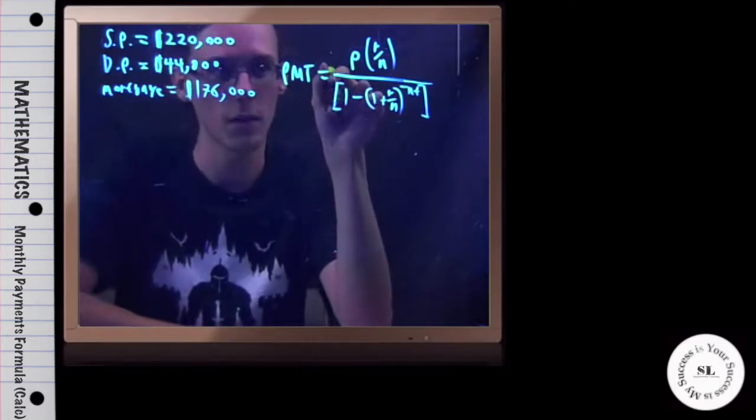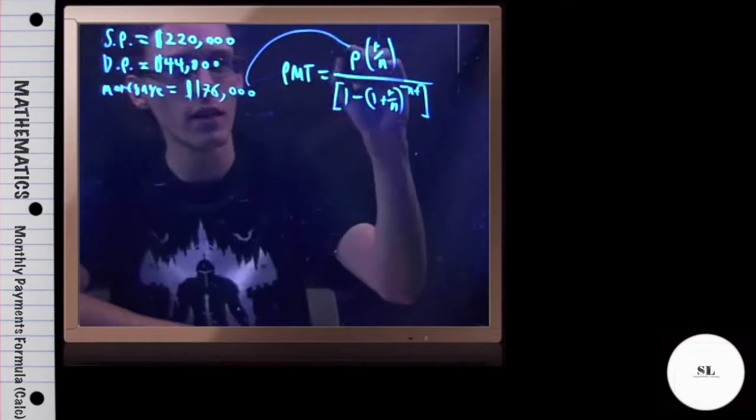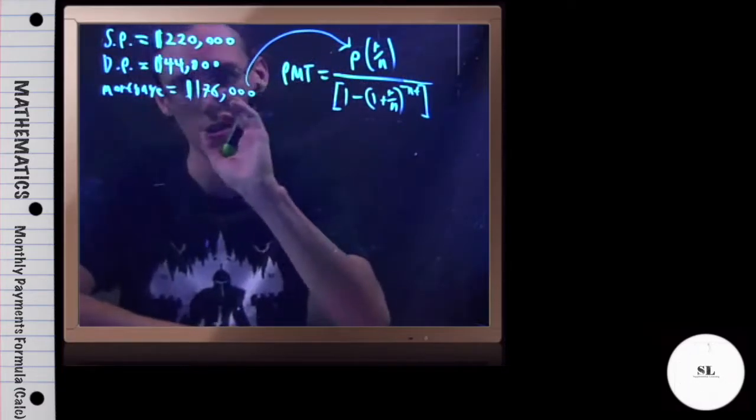So what do all these things mean? Well, P is the principal, which ultimately means it's the amount of mortgage, because you use this formula after down payments, points paid to the bank, etc., etc.